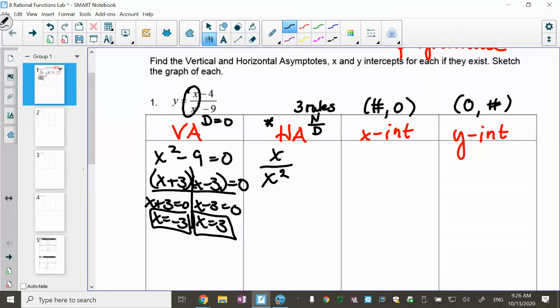Yes, Mike? Y equals 0, because if your power is smaller in the top than it is in the bottom, then you are going to have a horizontal asymptote at y equals 0. You need to have that memorized. That's one of the rules, okay?